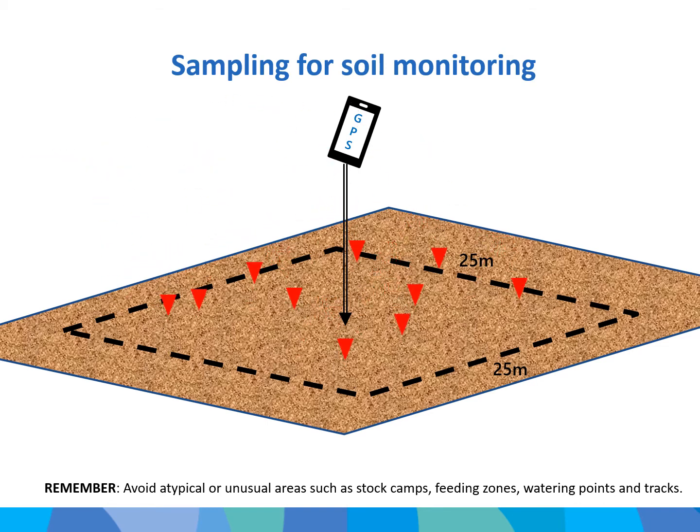Within the square, 10 random sampling points are used to collect the samples to make one composite sample to be sent away for analysis. Always remember to avoid atypical or unusual areas such as stock camps, feeding zones, watering points, and tracks when collecting the samples.